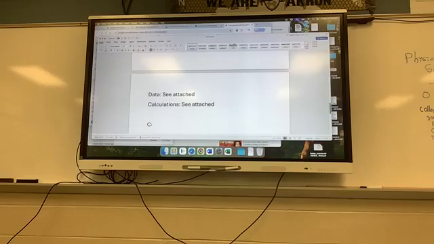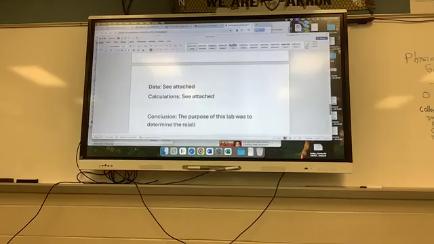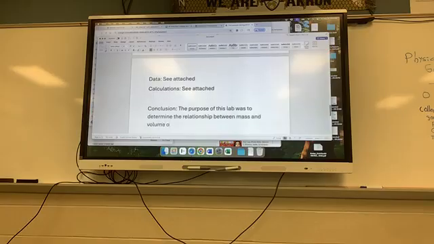Okay, conclusion. This is where I want to make sure we know how to write a good conclusion. The first thing you do is you restate the purpose. The purpose of this lab was to determine the relationship between mass and volume of glass marbles to find the density. So I've restated the purpose.